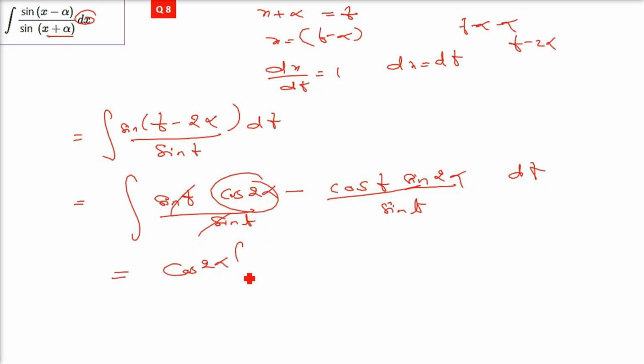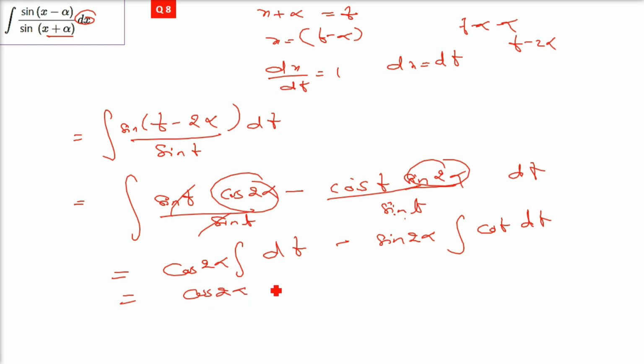So cos 2 alpha times integration of dt, minus sin 2 alpha comes out. Cos t by sin t is cot t, dt. So this is cos 2 alpha, integration of dt is t only, minus sin 2 alpha. Cot t has a standard result. What is the standard result? It's ln, that is log base e, modulus of sin t, plus constant of integration.